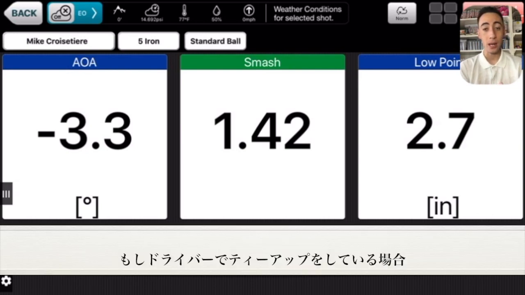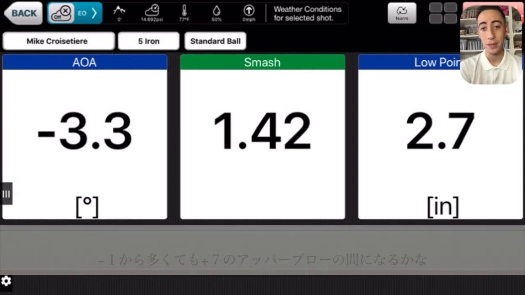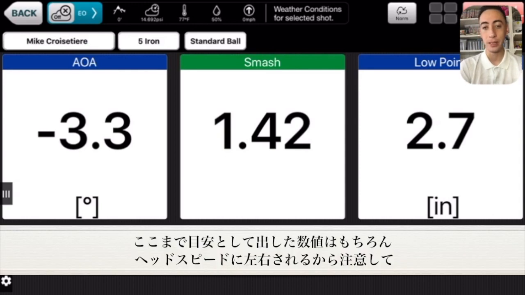Now, once you get to the driver and you're hitting it off a tee, you're going to want to be anywhere from kind of like the -1 range to about +5, maybe even +7 degrees on the upper blow. Again, a lot of this depends on your club head speed.